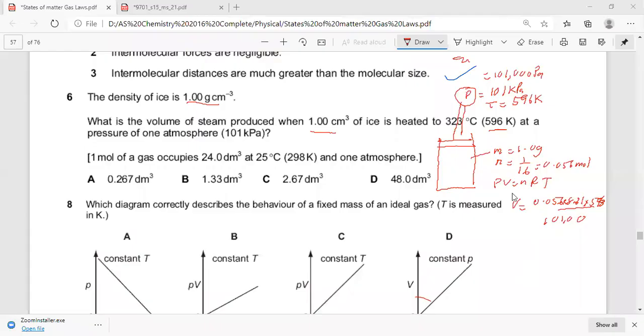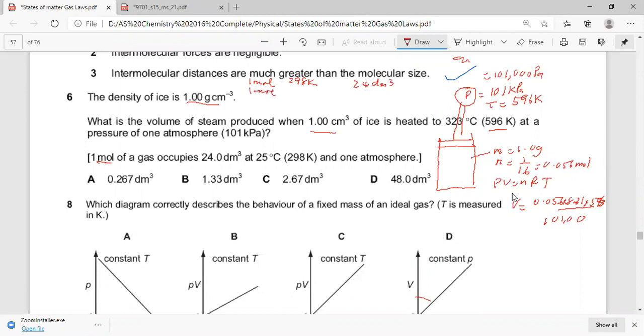Okay, now this method cannot be used. The correct method is used like this. See, one mole of gas at 298 Kelvin occupies 24 dm³. So one mole of gas.